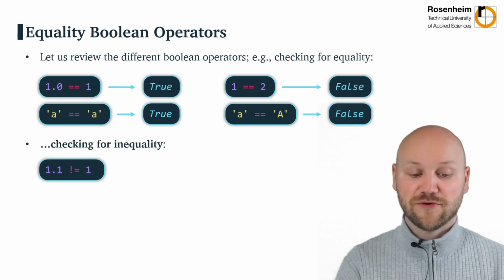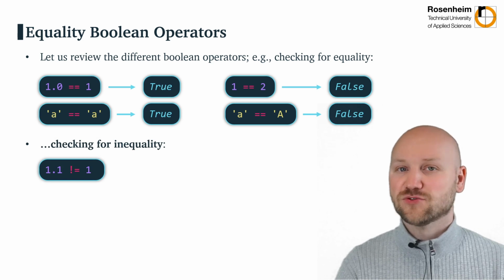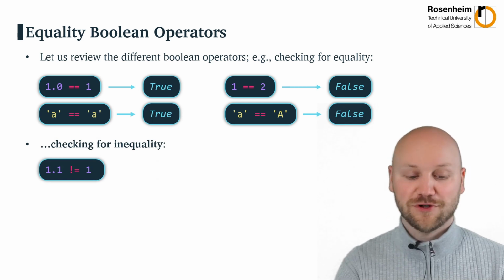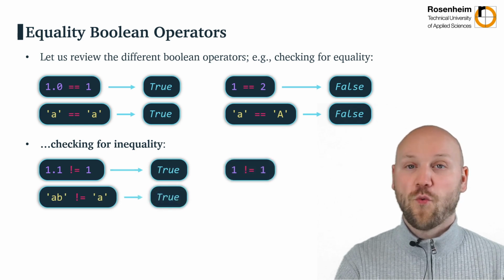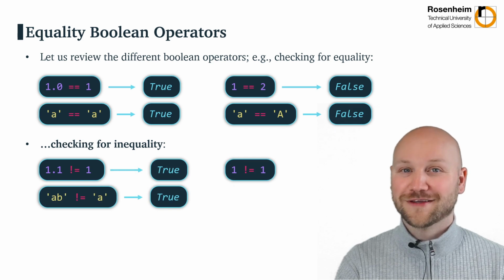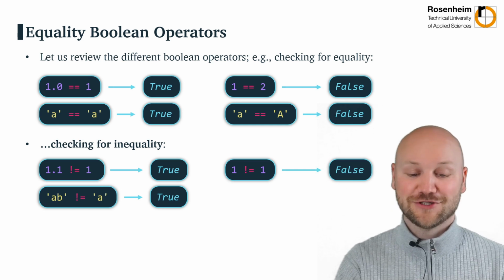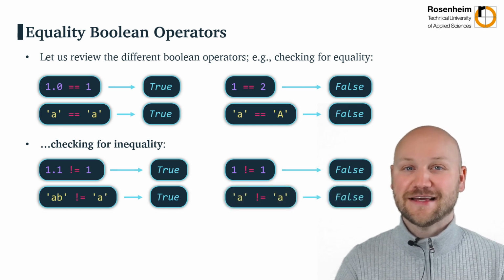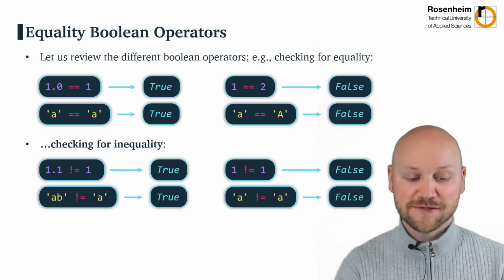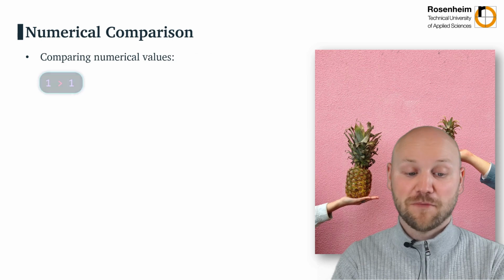So we can also check for inequality. If 1.1 is not equal to 1, that's true, it's not equal to 1, so we're getting true here. 'AB' is not equal to 'A', also leading to a true. 1 not equal to 1 is leading to a false because they are equal to each other, and also this one is leading to a false. I guess you've seen the point how this works, so we are going to the next slide, numerical comparison.